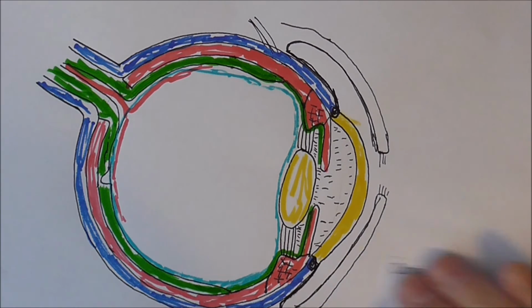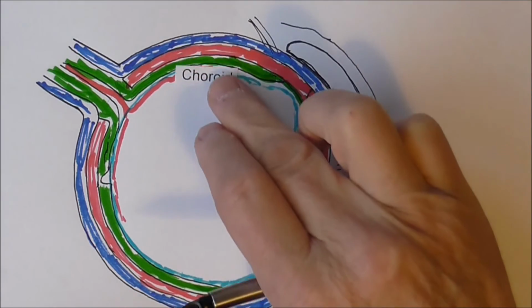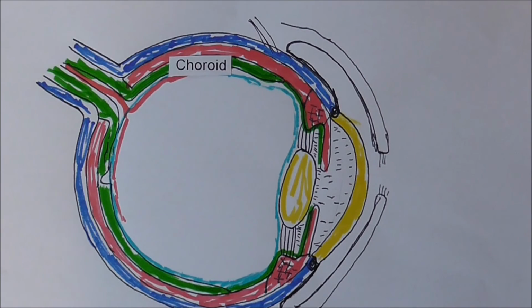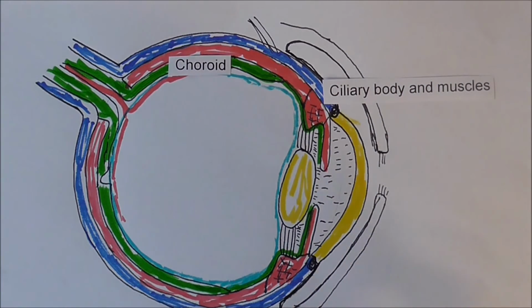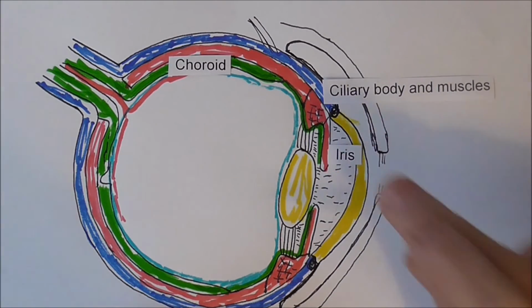Now the middle layer of the eye is the choroid, the vascular layer in red. The choroid there, extending round to the ciliary body and muscles just here, and the iris just there.